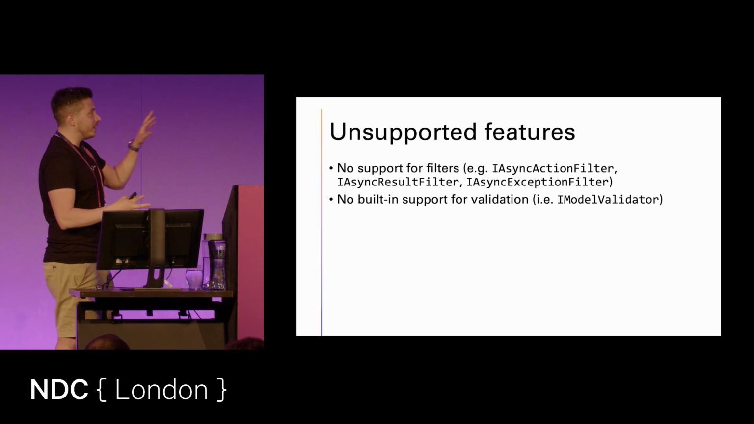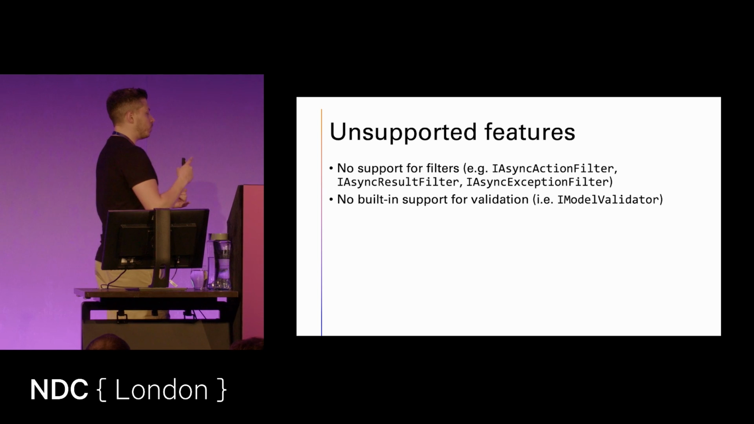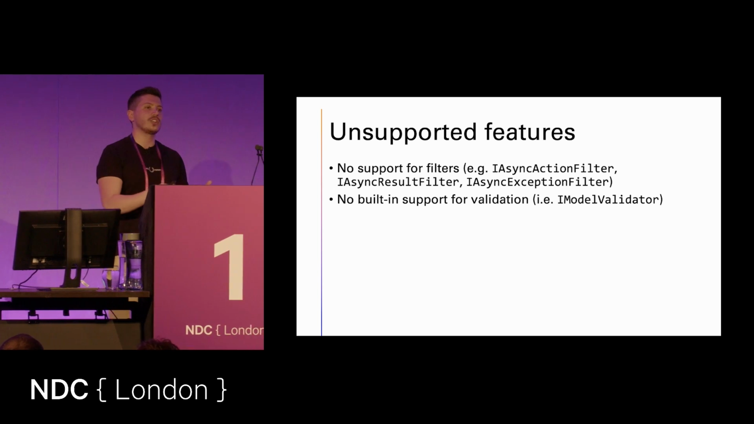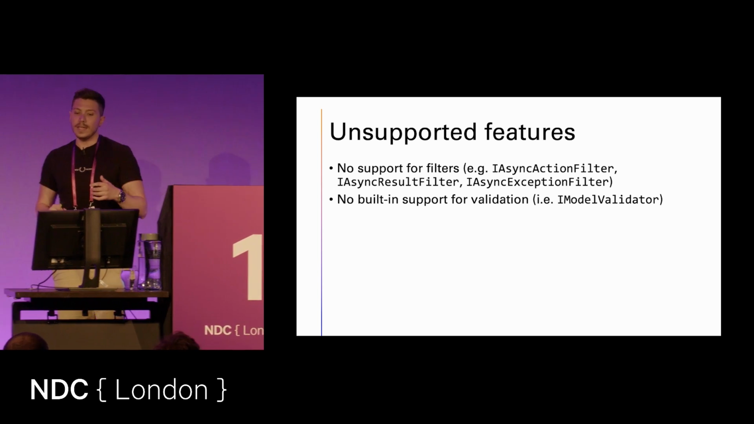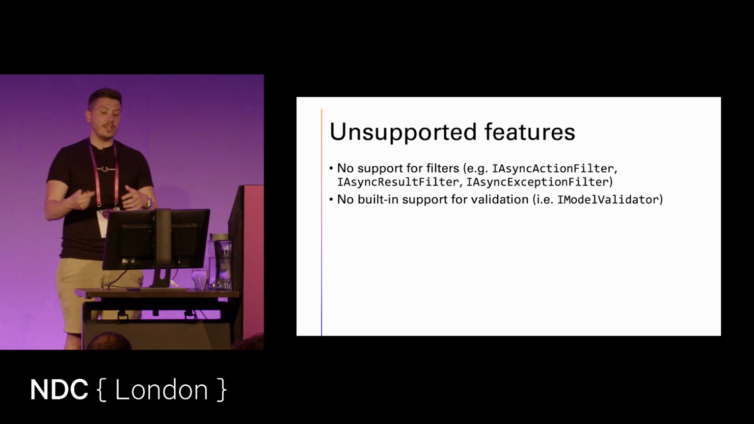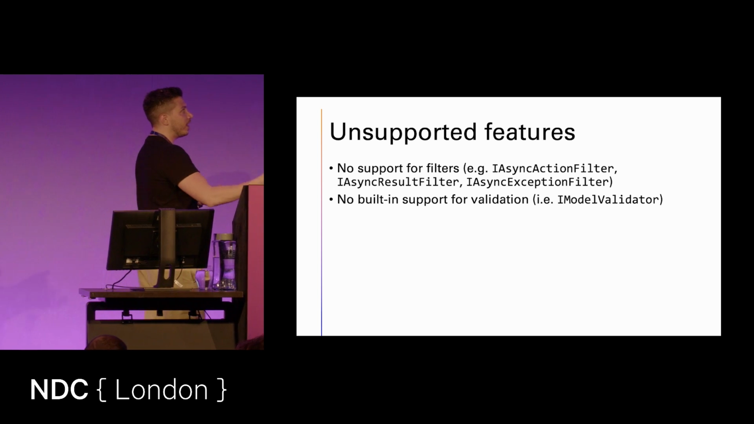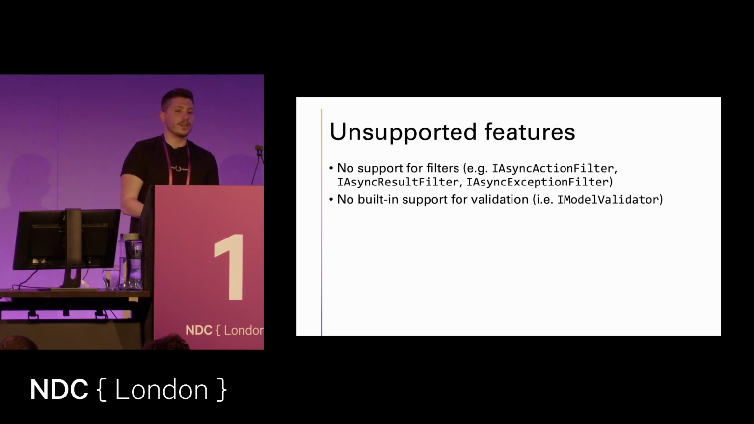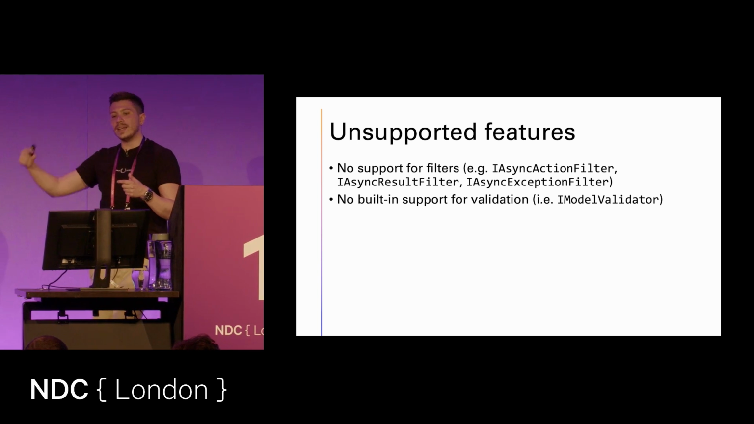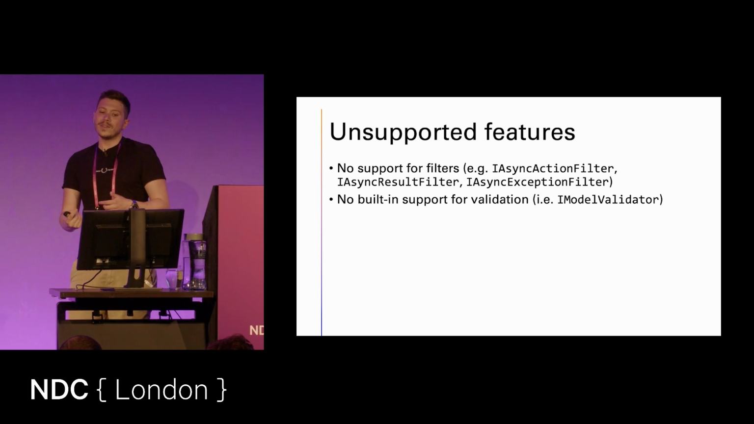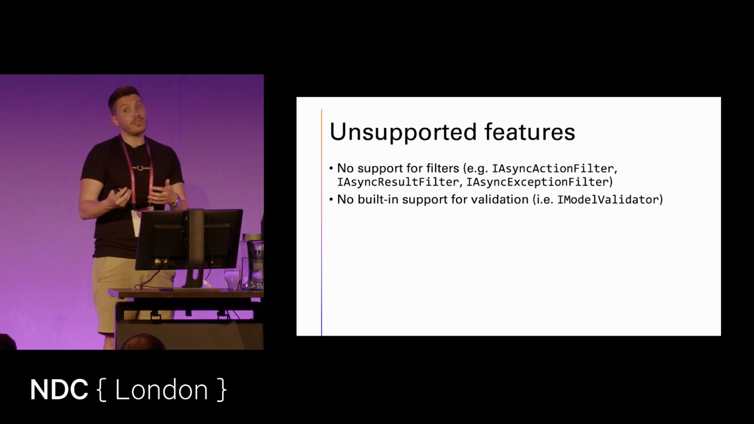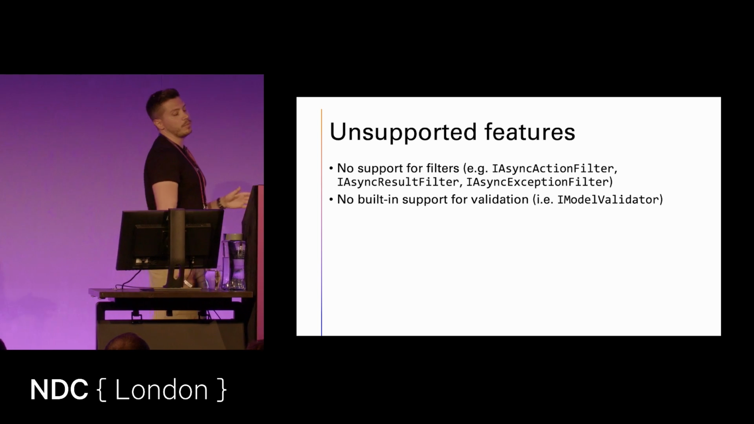Then there is no built-in support for validation. So as you saw, it did have model binding, but a model validator would not work. For example, if I tried to have a required header in my model, even if the value wasn't there, this thing would not throw an exception. So you'd have to write your own validators, which for me is fine because I'm using Fluent Validator and I'm wiring it up in MVC anyway. So there's not much of a problem for me, but I can totally see how this can be off-putting for some people.